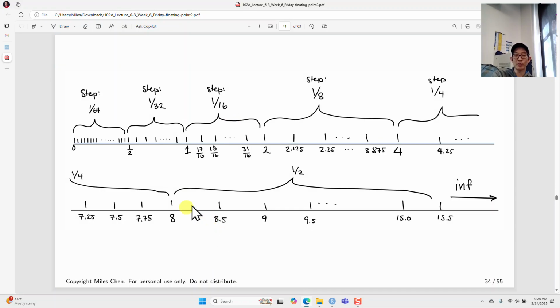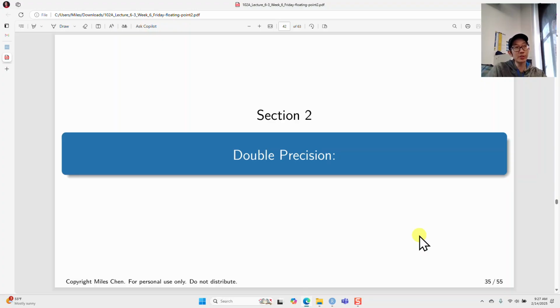So, our number line, the gaps between our numbers get bigger, okay? And then at some point, the largest number I can represent is 15 1/2, and anything bigger than that is going to be considered infinity. So let's talk about double precision floating point, which has the same kind of things, but just more numbers.